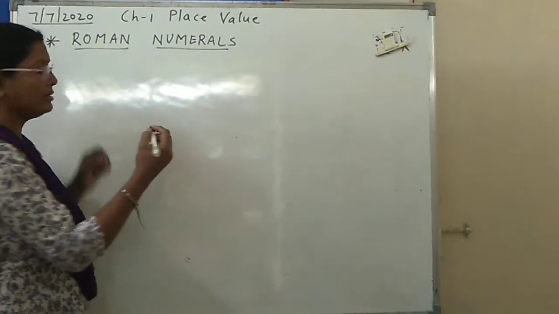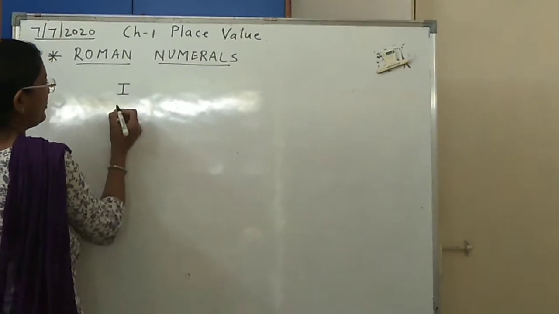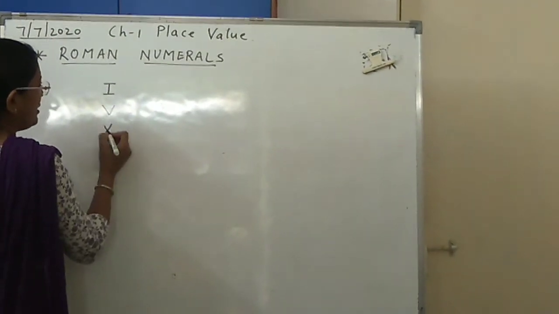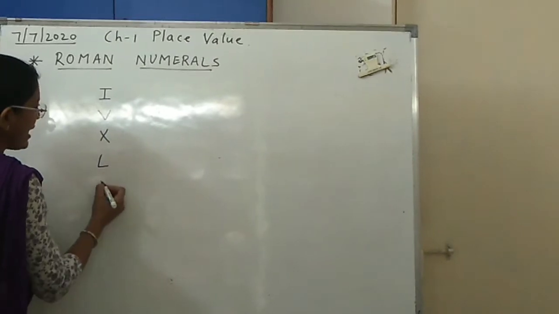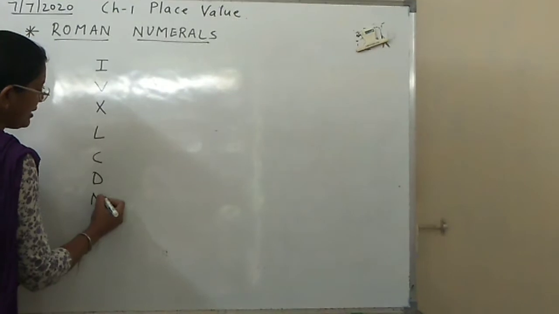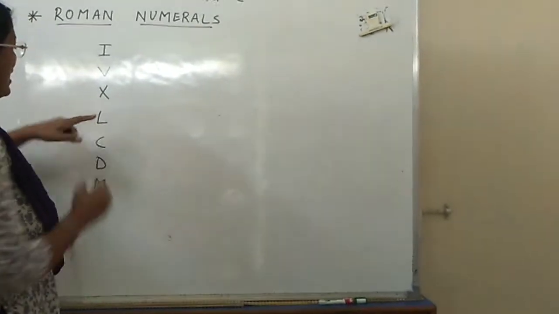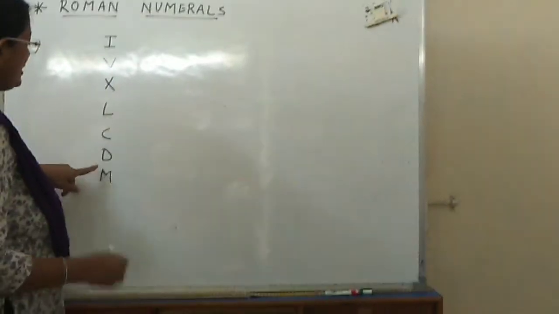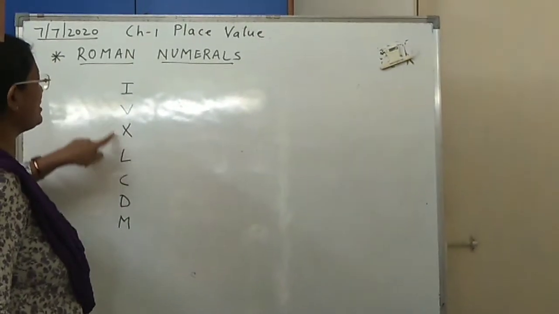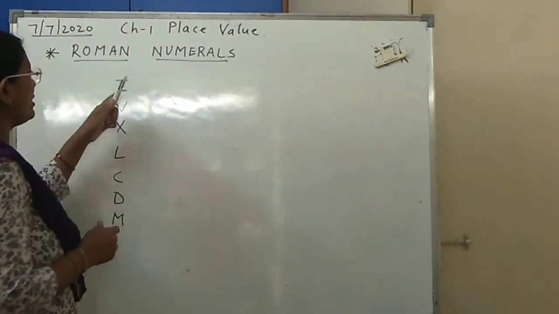Let me tell you which alphabets. That is I, V, X, L, C, D and M. These are the 7 alphabets which they use for counting. Now, what is the meaning?